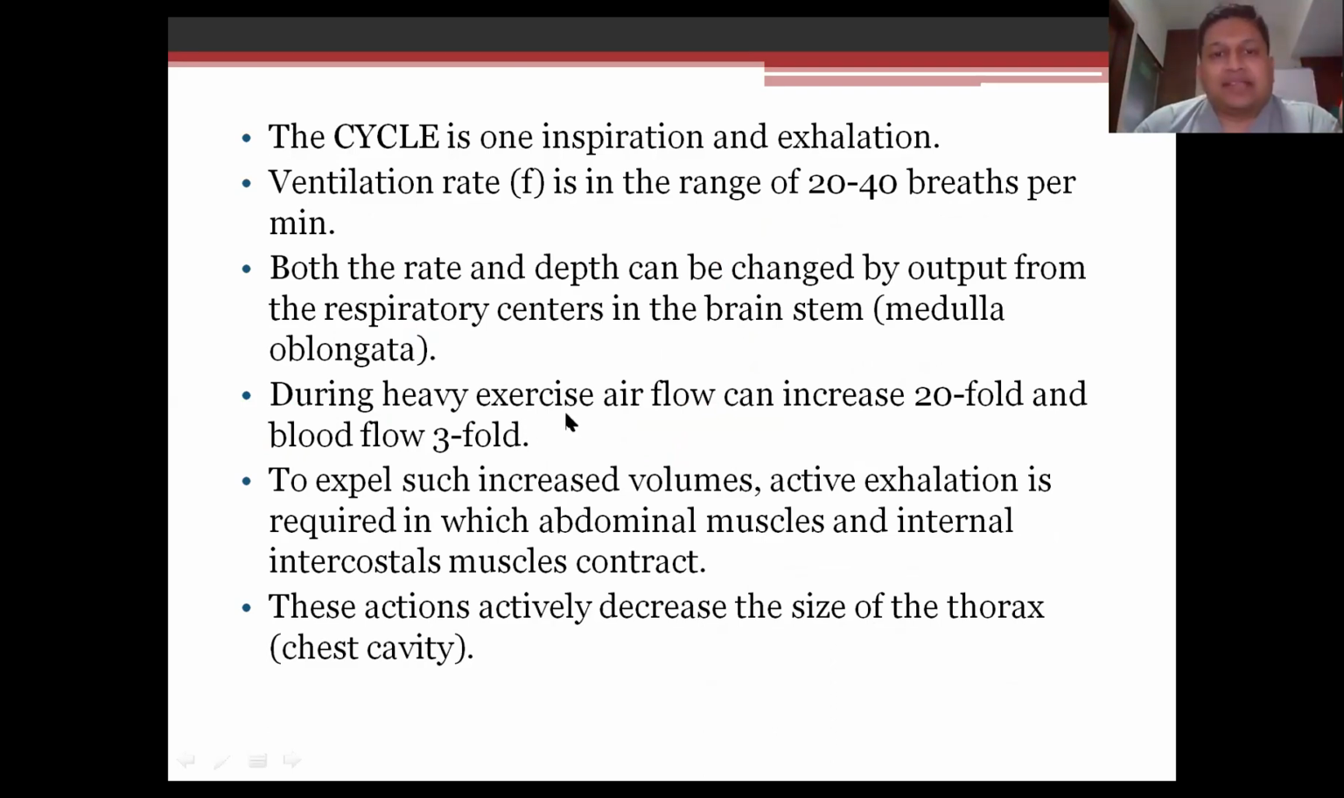During heavy exercise, even if the child is healthy, the requirement increases. So the airflow increases 20-fold and blood flow increases 3-fold. To expel such an increased volume, passive exhalation will not be enough. So we will require active exhalation even in a healthy individual. In that, the abdominal muscles and internal intercostal muscles will contract, and that is called active expiration.